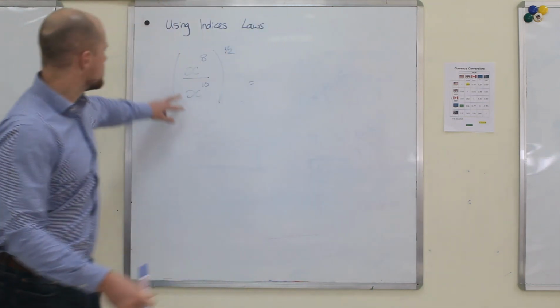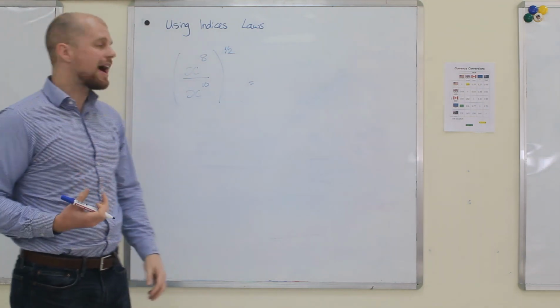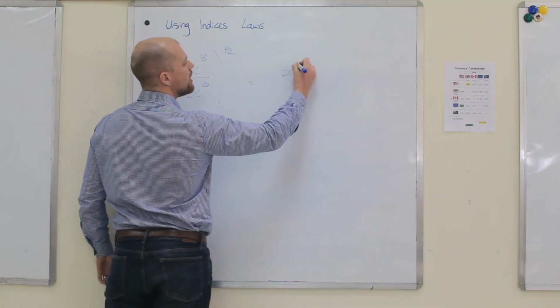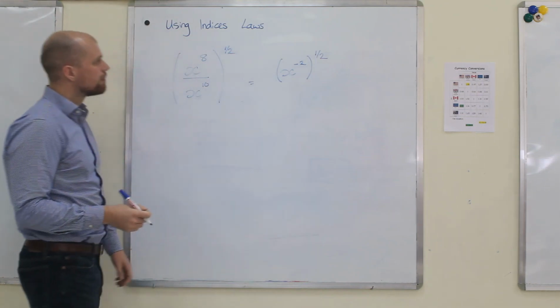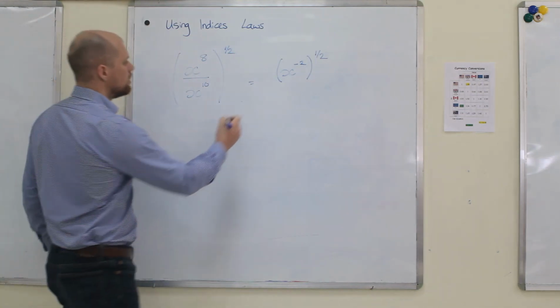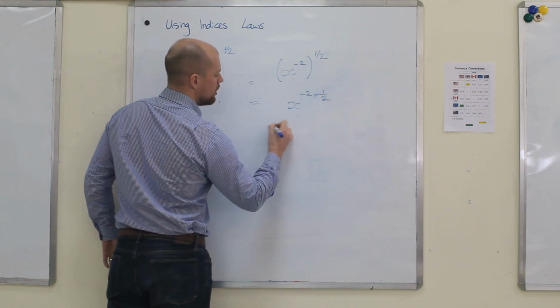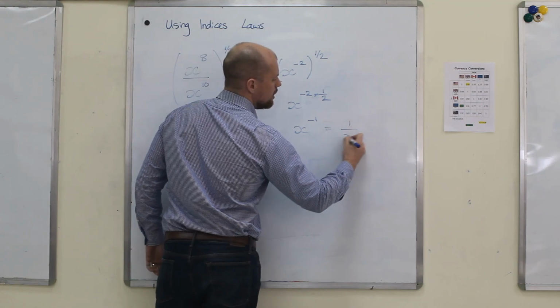So in this case, we can do our division first. When we divide indices, we subtract the powers. So I do 8 minus 10. I get x to the minus 2, all to the power 1/2. And then we're going to multiply. So that will be x to the minus 2 times 1/2, or x to the minus 1, which is 1 over x.